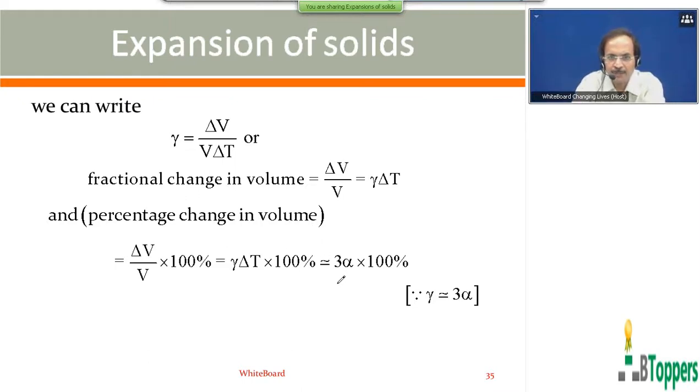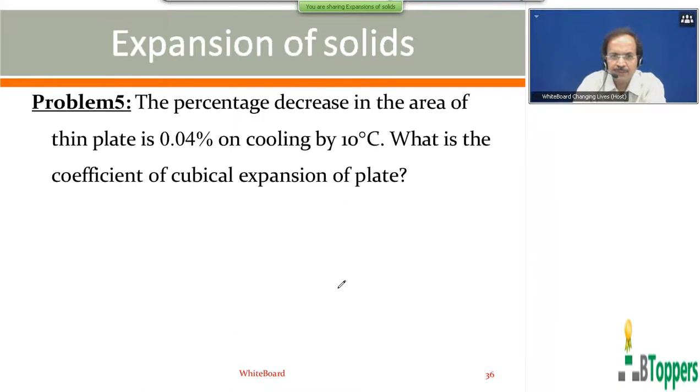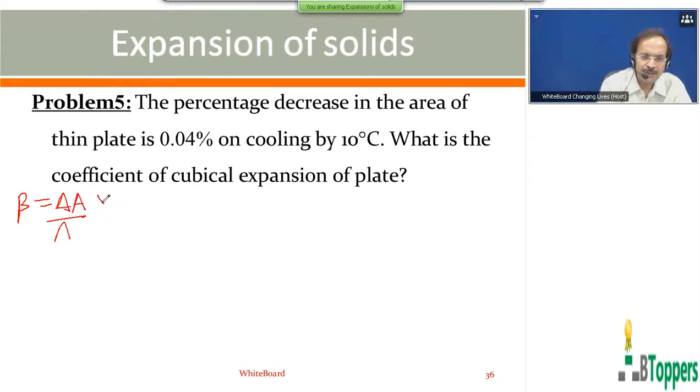So next I am going to solve a problem based on the present discussion. Look at problem number 5. The percentage decrease in the area of a thin plate is 0.04% on cooling by 10 degrees centigrade. What is the coefficient of cubical expansion of the plate? So we have the coefficient of areal expansion, beta, equal to change in the area by original area into delta T. So delta A by A, you can write beta into delta T.